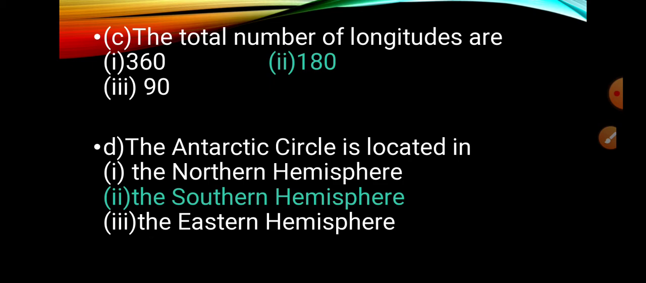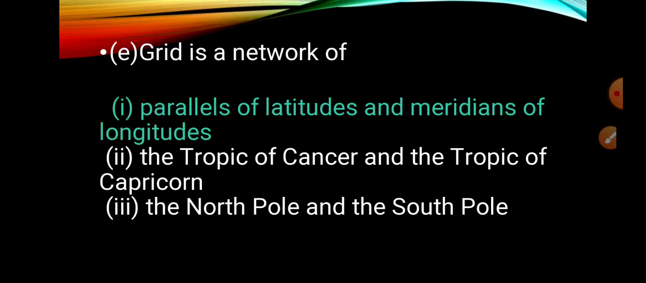Next, the Antarctic Circle is located in, what is the right answer? The southern hemisphere. In the southern hemisphere. Next, grid is a network of parallels of latitudes and meridians of longitudes.